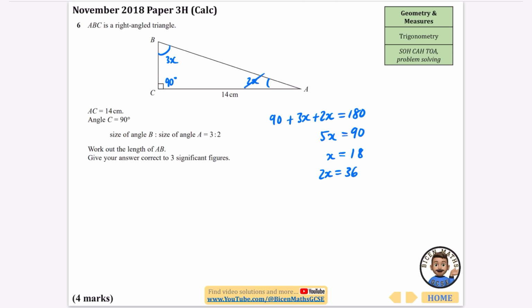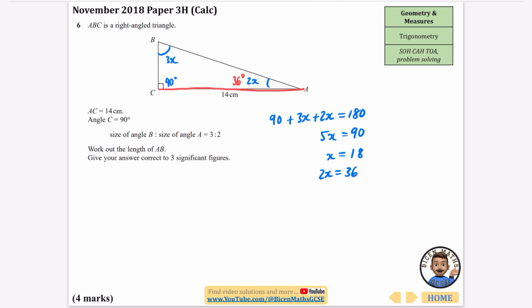So I can replace this with a 36. And actually, I'm not going to need the other ones. I'll tell you what, why don't I do that 36 in a red colour, and then I'll do the rest of the question in red. So now that's 36 degrees, and I have got this part along here is 14.